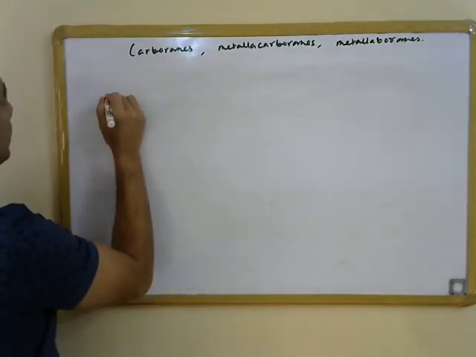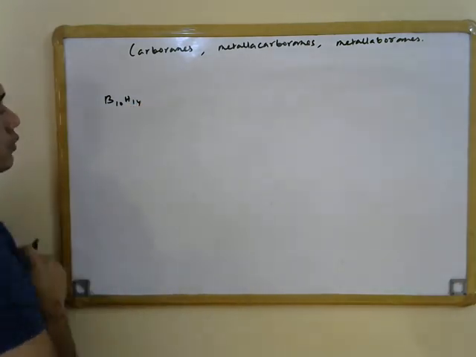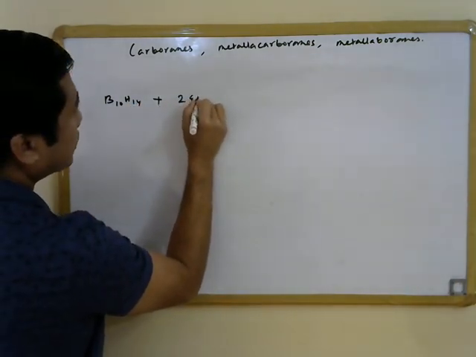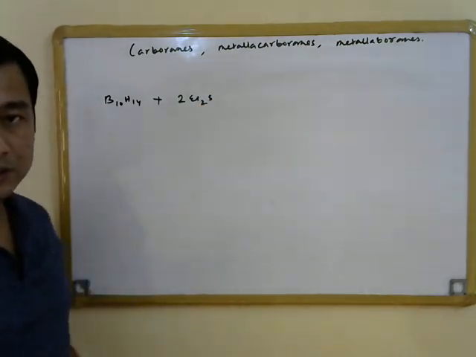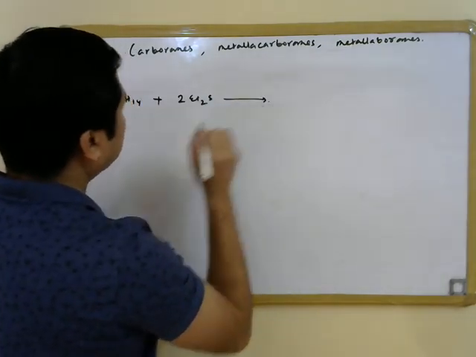So let us now see one example of preparation of a carborane. So let's start with the nido borane B10H14 and do the reaction in a donor solvent, that is diethyl sulfide, which acts as a Lewis base. That is why we call it a donor solvent here.